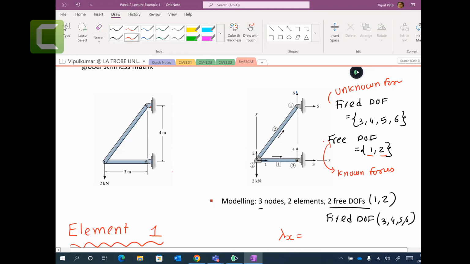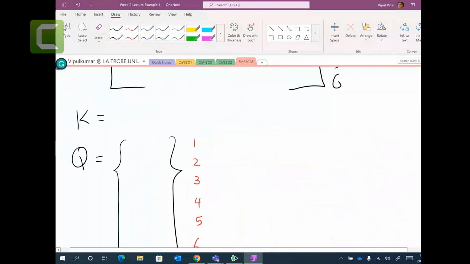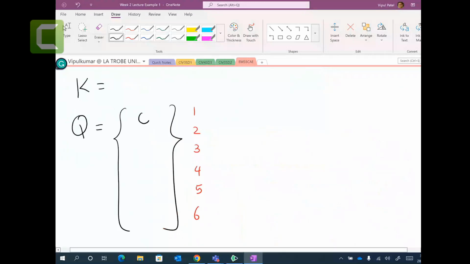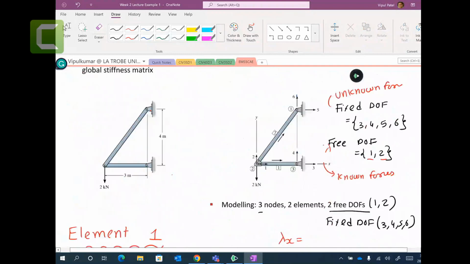Now what is 1? How much force is going in the 1 direction? There is 0 force because you can see there is nothing going. If someone applied a load here, let's say 3 kilonewtons, you could say that Q1 is 3 kilonewtons and it would be minus 3. But there is nothing in the 1, so I can put Q1 equal to 0.